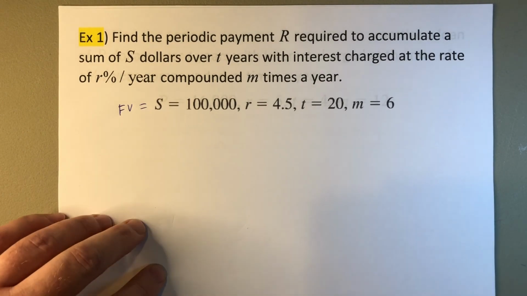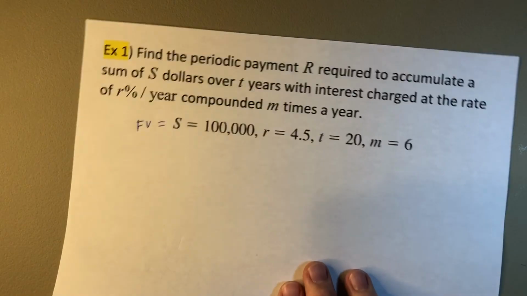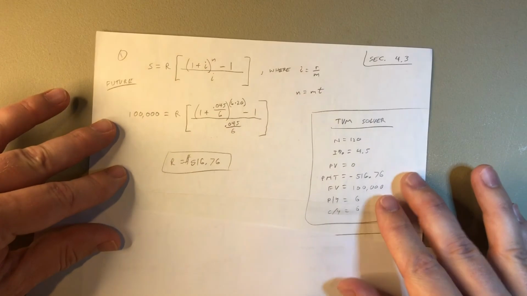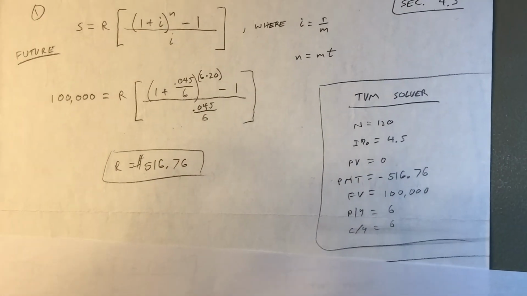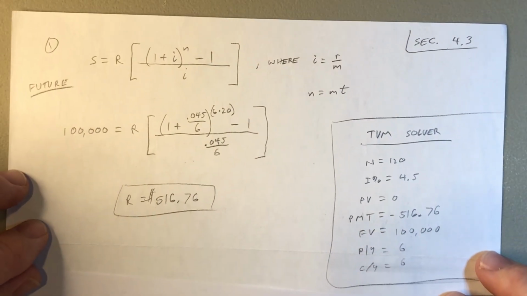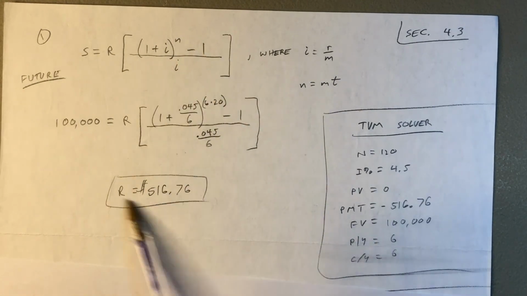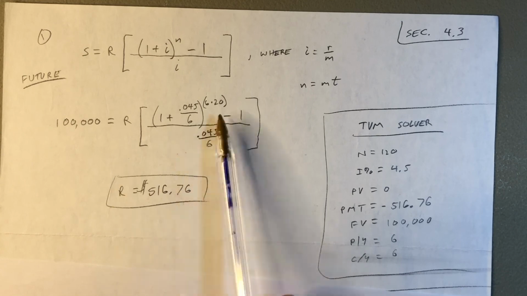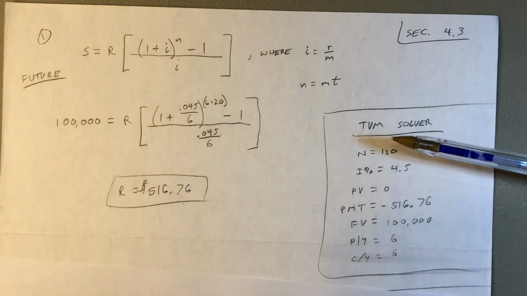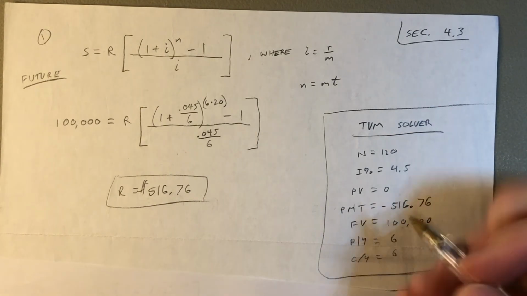In case you didn't get that, or in case you wanted to use the formula route, this is what you would have done. So you can pause that, take a look at it if you like. This is how you do it using the formula to solve for R, but you can see it gets kind of messy there. That's a lot to enter in your calculator. Or you can just use this application, TVM solver. There's our answer.